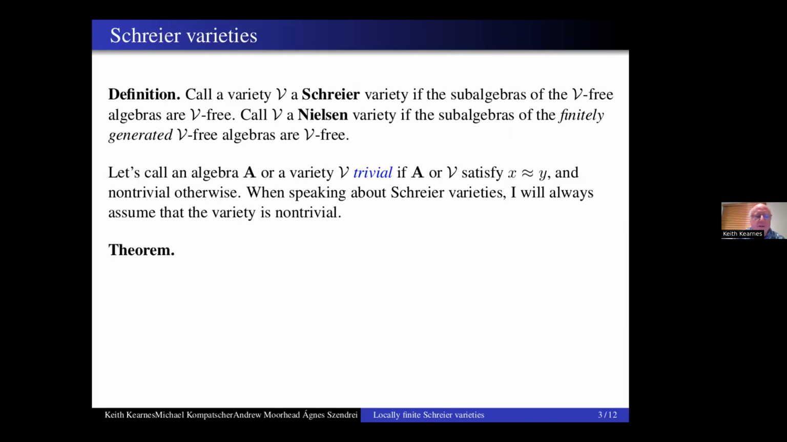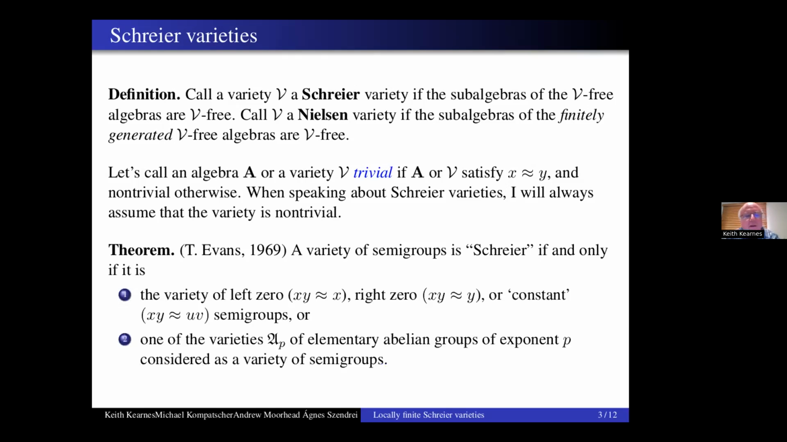Now I want to give another example that came after the work in group theory. Trevor Evans wrote a paper characterizing the Schreier varieties of semigroups. Okay. A variety of semigroups is Schreier if and only if it's on his list. So the list of varieties he gave is the variety of left zero semigroups, the variety of right zero semigroups, and he called the next variety the variety of constant semigroups. I think other people would call these just zero semigroups. All products are equal. These kind of look like pointed sets. That is, you have a set with a multiplication, all products are equal, so there's some special element in your set. All products equal that element.